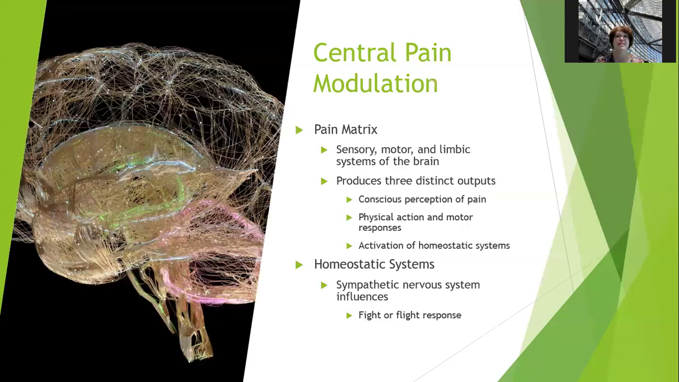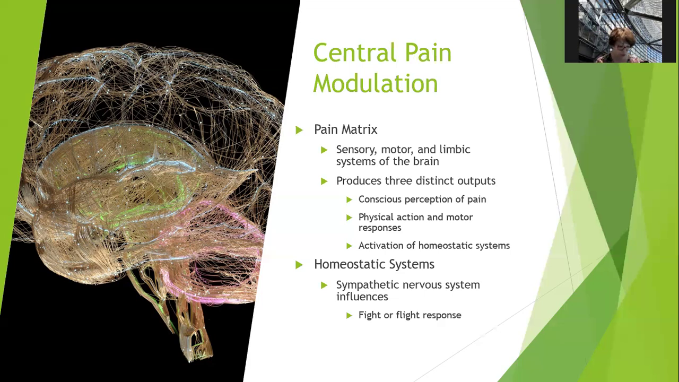Okay. There's also descending pain control, which is central pain modulation. So ascending goes from the periphery to the central nervous system. Descending goes from the central nervous system to the periphery. So descending control affects pain perception. Ascending control affects pain transmission. So remember I said there are different areas that are susceptible to changing pain transmission, like the dorsal horn of the spinal cord and the thalamus.